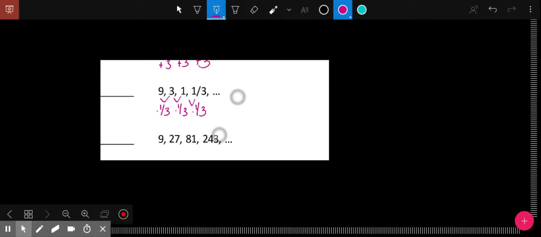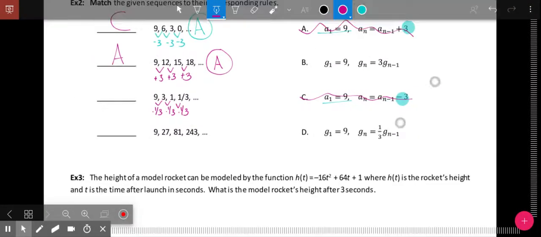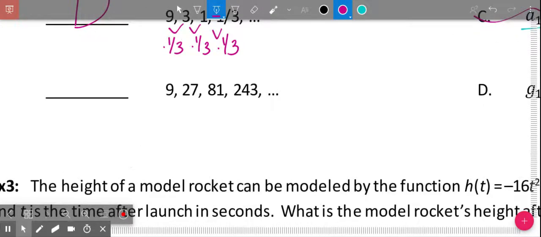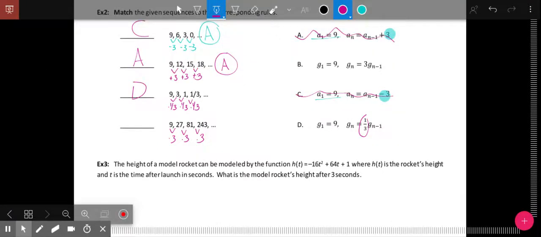Okay, so since our common ratio is 1/3, we need to find the one with the 1/3, and that's going to be D. And then the last one, to go from 9 to 27, we're multiplying by 3, multiplying by 3, multiplying by 3. Okay, and since the last one is B, and our common ratio does say a 3, so we know that this one has to be B.